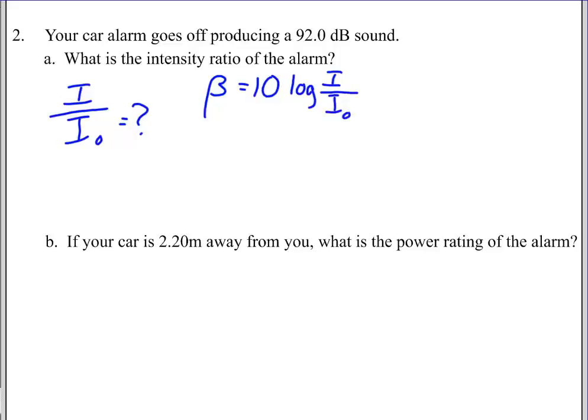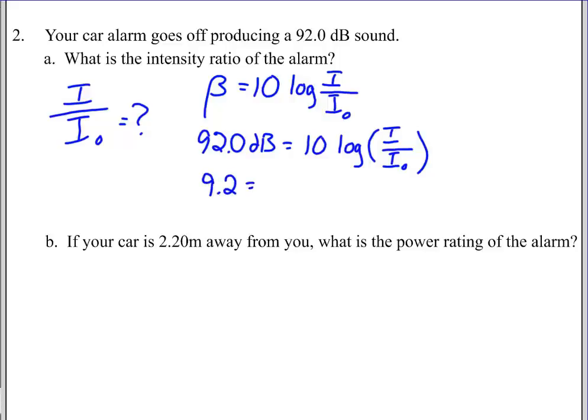So then I'm going to put numbers in. I have 92 decibels equals 10 times the log of I over I0. That's what we're looking for. So how am I going to figure this out? First thing I probably want to do is divide both sides by 10. So I have 9.2 equals the log of I over I0.